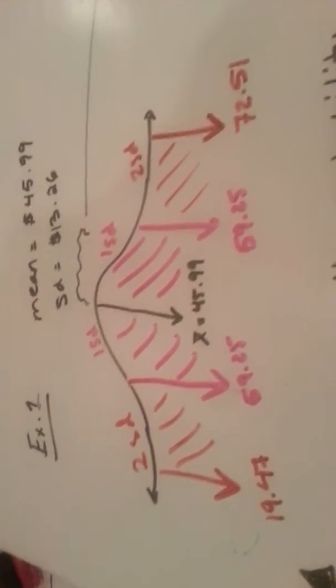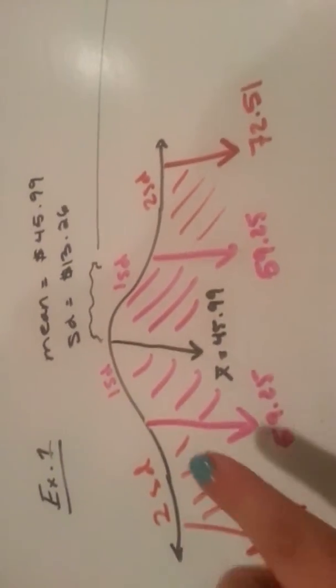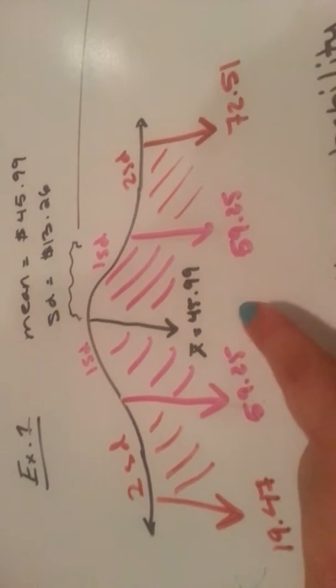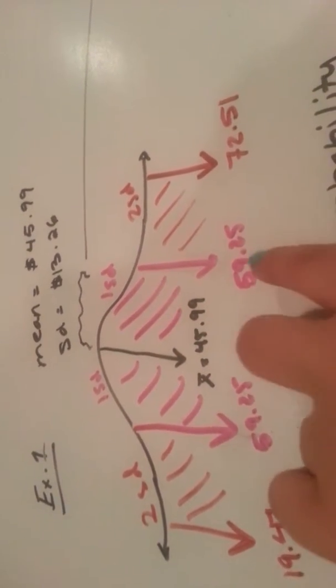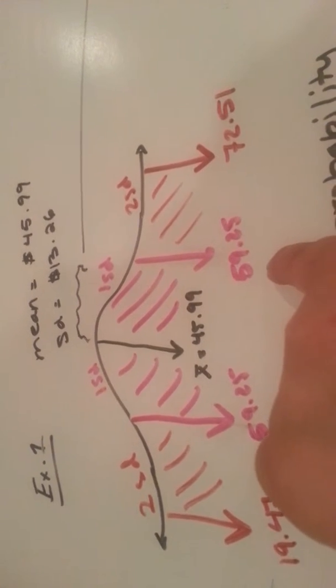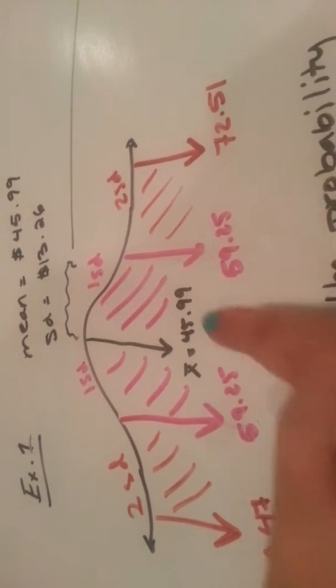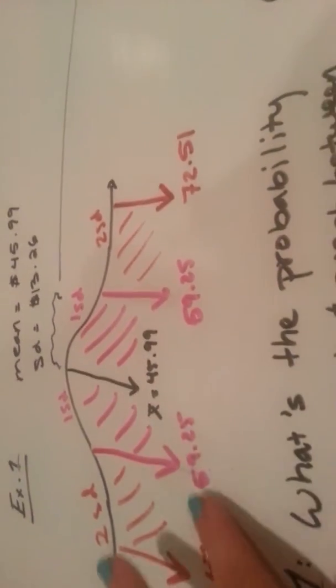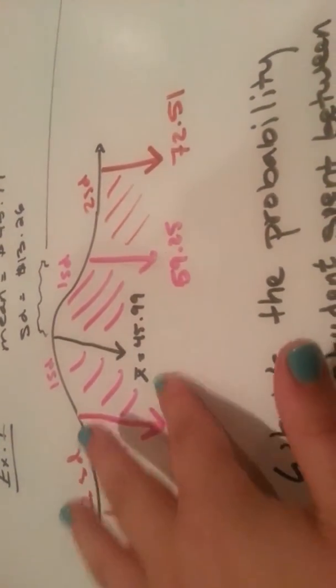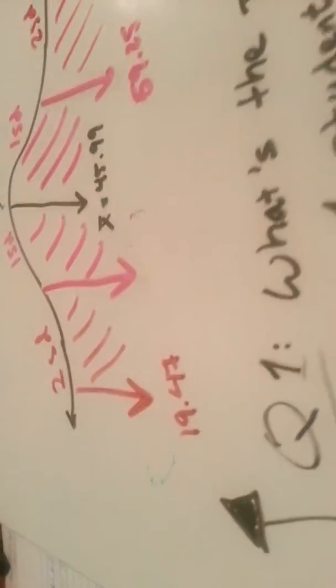So here's how you make your normal bell curve. You do the general shape, and then you have your mean in the middle directly. And then we did 1 standard deviation, so adding that 13.26 and subtracting that 13.26. Oh, I'm so sorry, I wrote 59.25 twice. That should actually say 32.73. Sorry about that. That is totally my mistake.